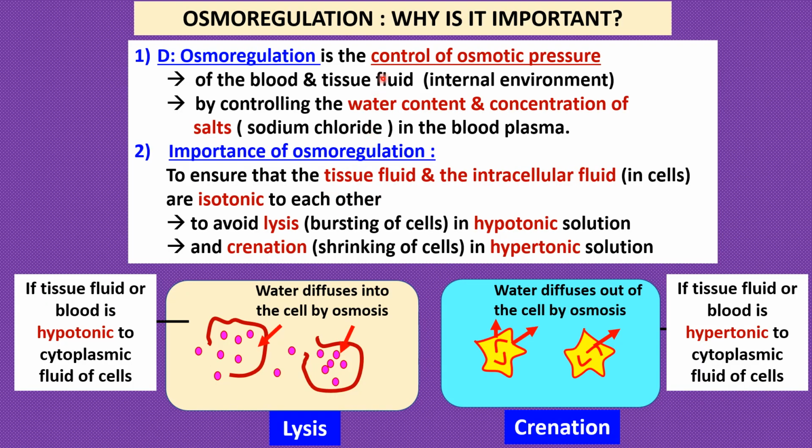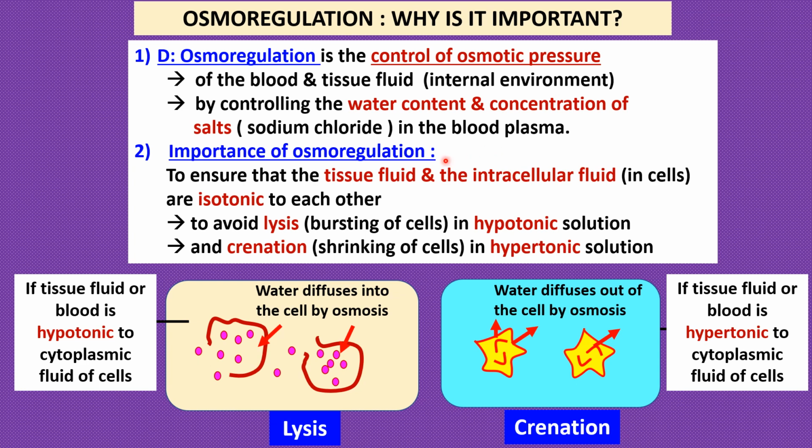So here's a complete definition for the term osmoregulation. Osmoregulation is the control of the osmotic pressure of the blood and tissue fluid, which represents the internal environment that surrounds the cells, that bathes the cells, by controlling the water content and the concentration of salts, such as sodium chloride, in the blood plasma.